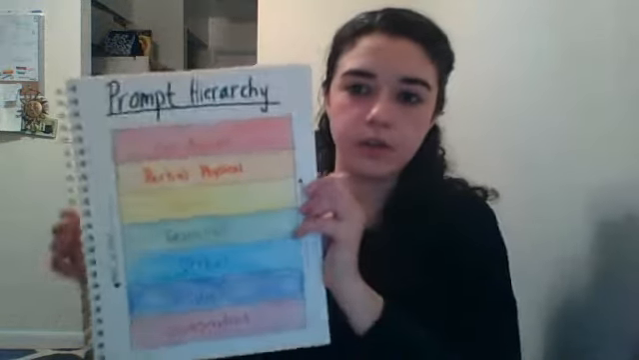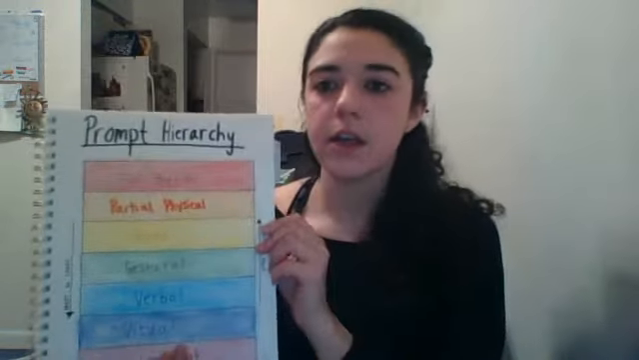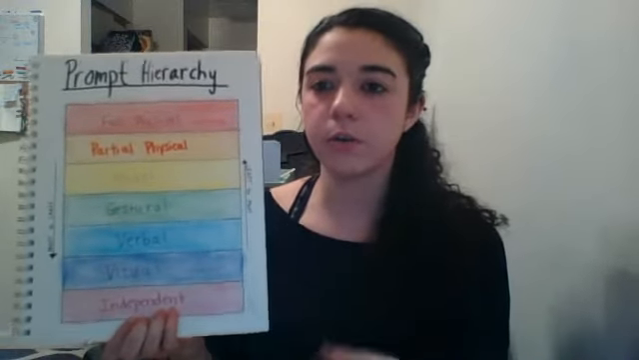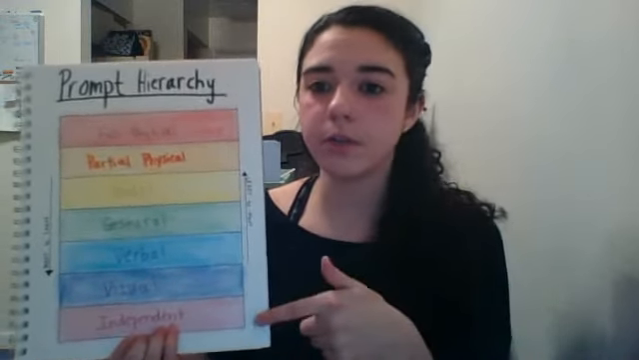That was showing you the order of how most to least prompting would look, going from full physical to independent. On the inverse would be least to most, which would look the same, but going backwards in the chain. So that was my prompting hierarchy video, and thank you so much for watching.